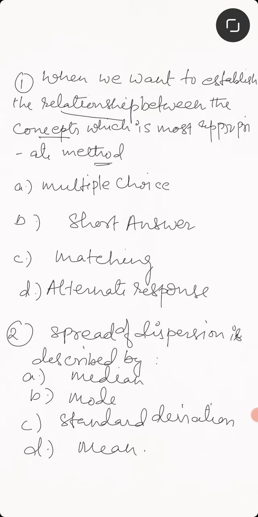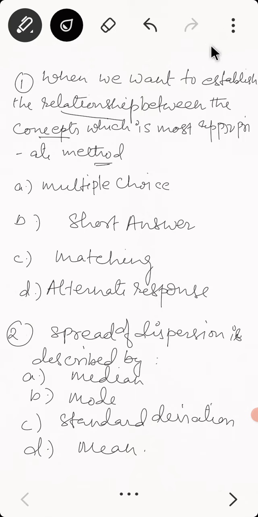We'll come back to this question later on and we'll discuss the answer for this question. Our next question is, spread of dispersion is described by. Your options for this question are median, mode, standard deviation, mean. Okay, so moving on to the next question.